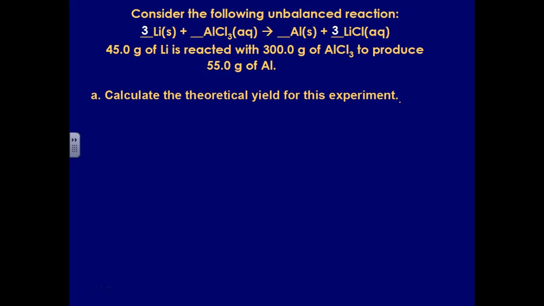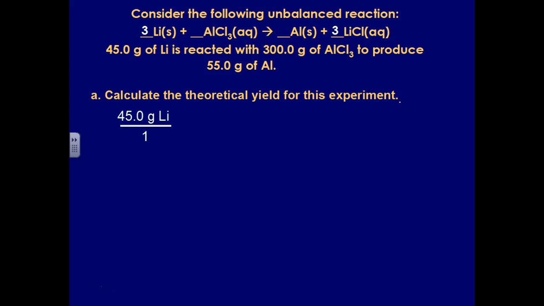Because I have 2 products, I can pick either product to find the yield of. Whichever reactant is limiting, it will make the smaller amount of those 2 products. Because I was given information about aluminum, and frankly aluminum's mass is easier to determine than lithium chloride, I'm going to take the grams of lithium and figure out how many grams of aluminum I can make. And then I'm going to take the grams of aluminum chloride I was given and figure out how many grams of aluminum I can make from there as well.